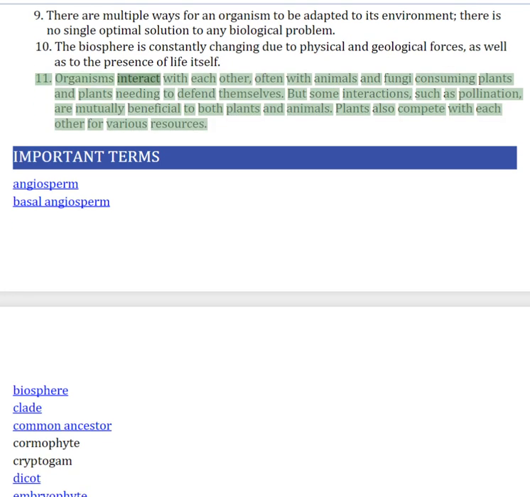11. Organisms interact with each other, often with animals and fungi consuming plants and plants needing to defend themselves. But some interactions, such as pollination, are mutually beneficial to both plants and animals. Plants also compete with each other for various resources.